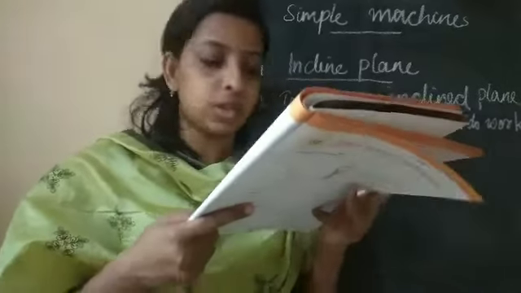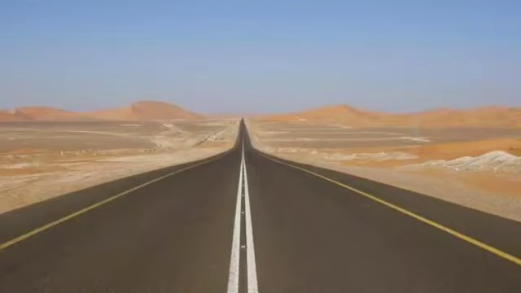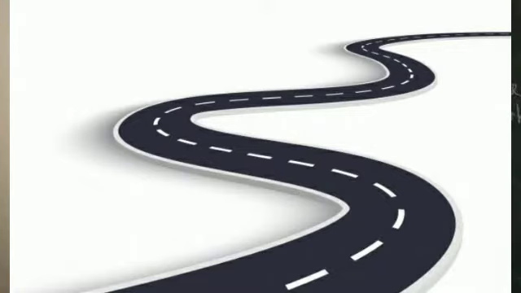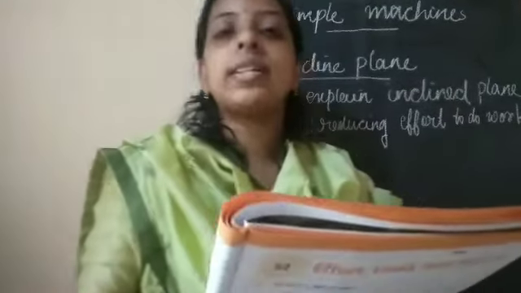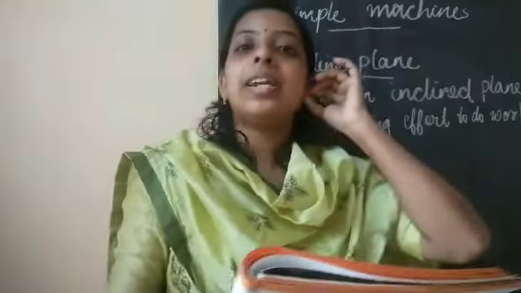Okay, in this picture you can easily see the winding roads and straight roads. Okay, the straight road is more steep, so that inclined plane is more steep, and the effort required will be more. So we have to exert more effort. The straight road is more steep, so we have to exert more effort. Okay, and in the case of winding roads, that effort will be less.